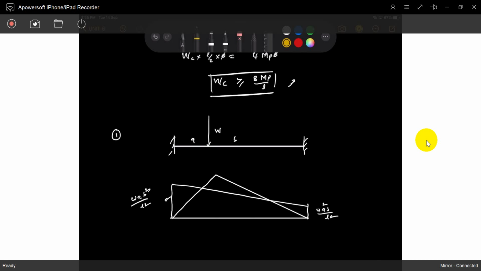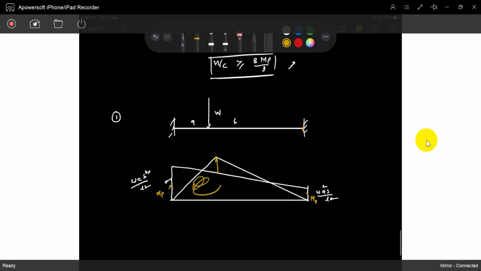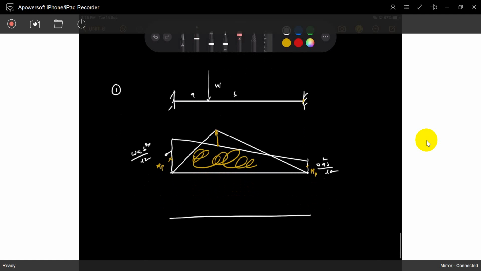Now just see, at this location it reaches the first MP. Later, at the center also it reaches the MP. At the center, this is the bending moment. Positive and negative moments cause the collapse. Otherwise you can write the same diagram.